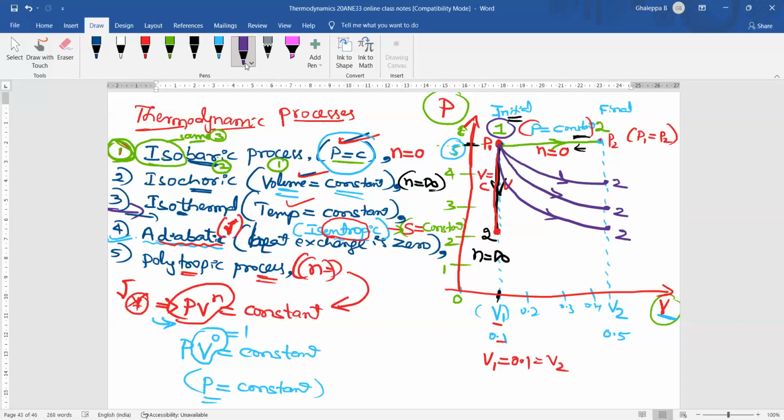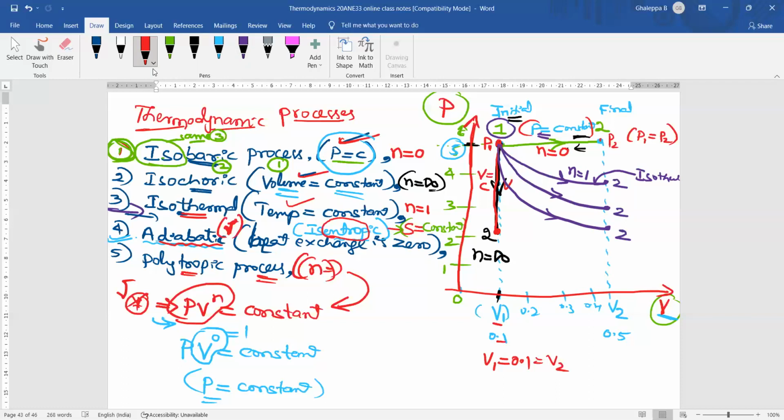Okay, this is the graph. Now this is for isothermal. Now you can ask what should be the value of n. n is equal to 0 for constant pressure, that is isobaric. We should get n is equal to 1 here. n is equal to 1 for isothermal. Remember, remember all these values. For isothermal, n is equal to 1.